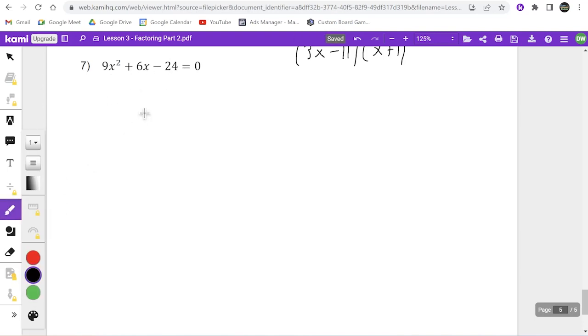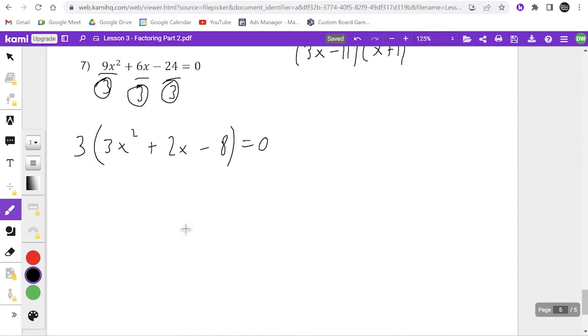So 9's not going to work. 6 is not going to work either. 24 is not going to work either. But there is a number that will work. You can divide all of these numbers by 3. Let's see what happens. 9 divided by 3 is 3x squared. 6 divided by 3 is plus 2x. And negative 24 over 3 is minus 8. That equals 0. And don't forget, put this whole thing in parentheses and then put the 3 out in front. This is the 3 that you divided everything by.